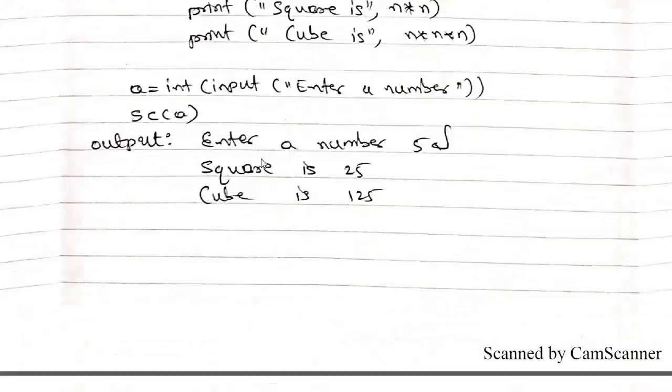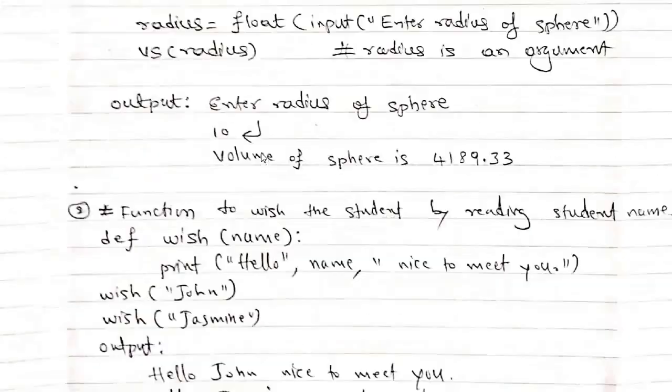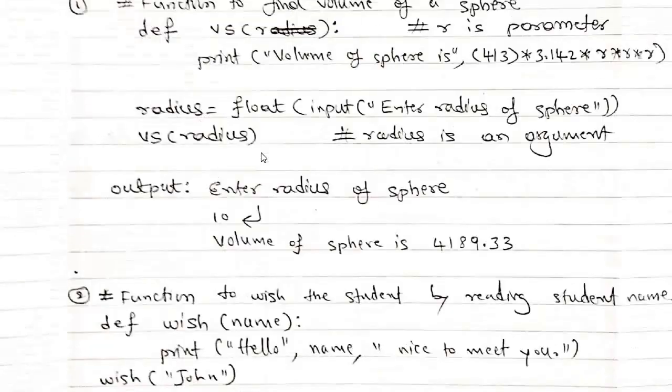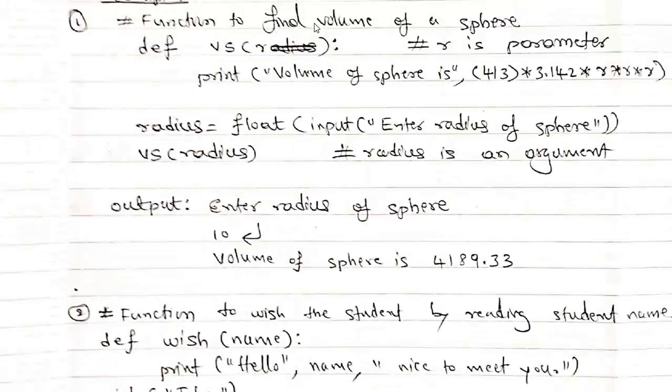And here, look at this example. I am writing one function to find the volume of a sphere. Function name is Vs, volume of sphere. It takes one input as R. And volume of sphere is 4 by 3 into pi into R into R into R. Here R is a parameter. I wrote in the comment, R is a parameter. And this is a Python program.